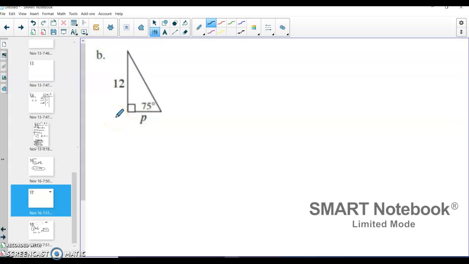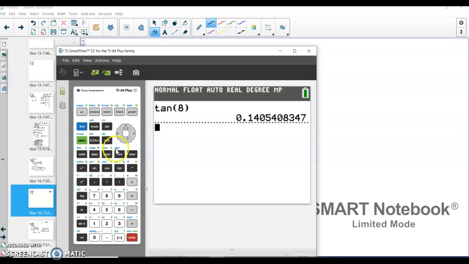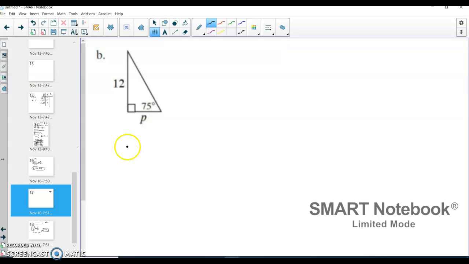Okay, this time we have a 75-degree angle. 75, I don't know what the slope ratio is off the top of my head, so what I can do again is use the tangent of 75. Tan of 75 gives me 3.73. So I can say, okay, 3.73 over 1 is my slope ratio for 75.